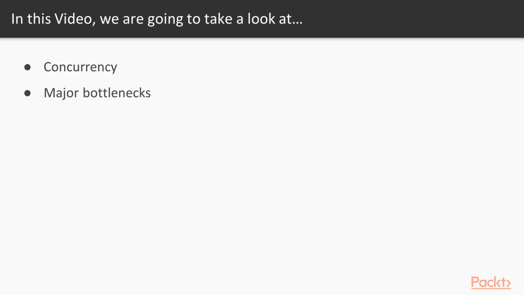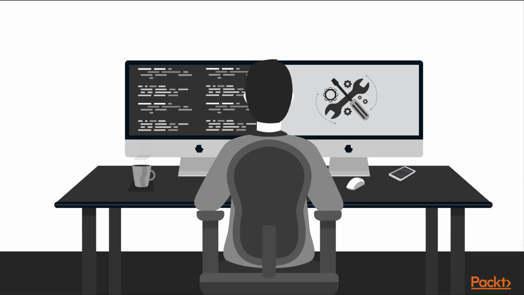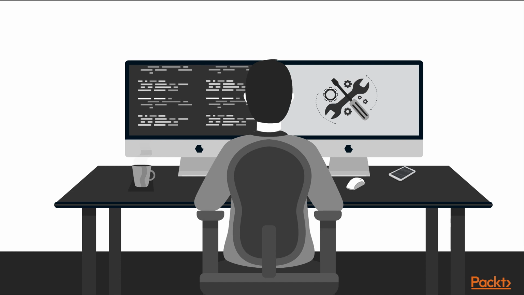In this video, we will learn about concurrency and the major bottlenecks that impact our applications. So let's start with concurrency. Concurrency is, essentially, the practice of doing multiple things at the same time, but not, specifically, in parallel. It can help us to improve the perceived performance of our applications, and it can also improve the speed at which our applications run. The best way to think of how concurrency works is to imagine one person working on multiple tasks and quickly switching between these tasks.